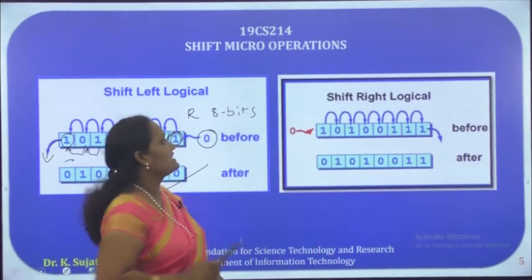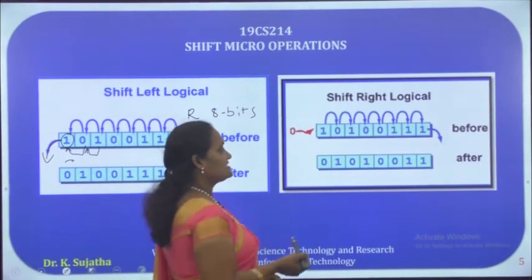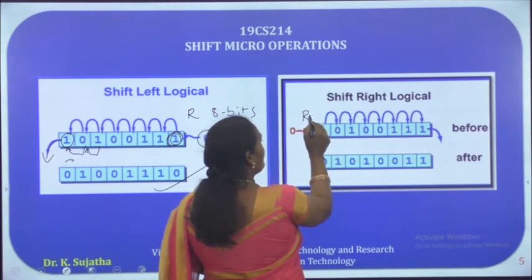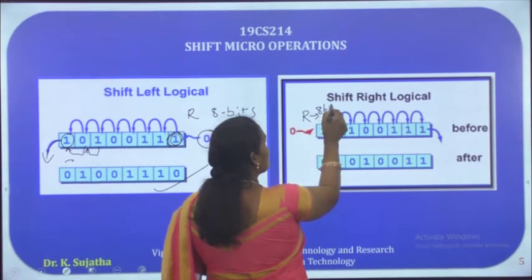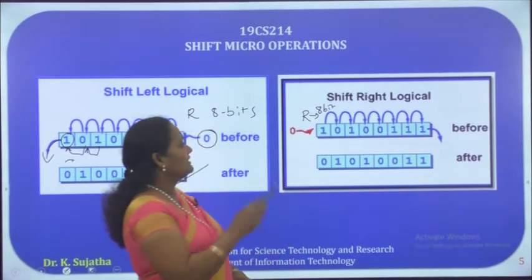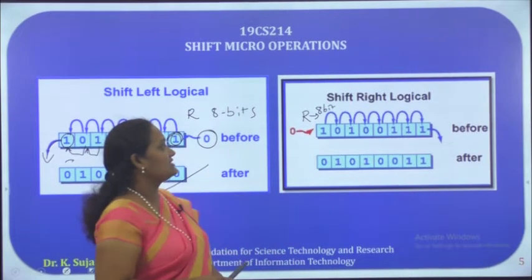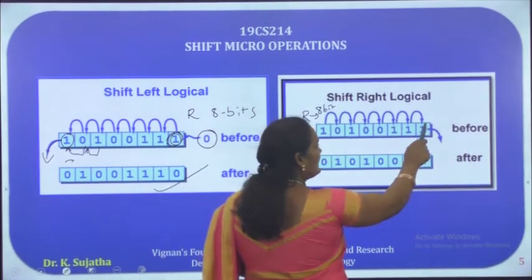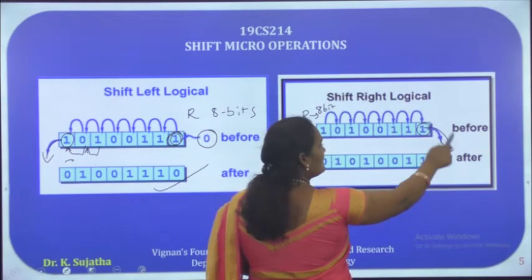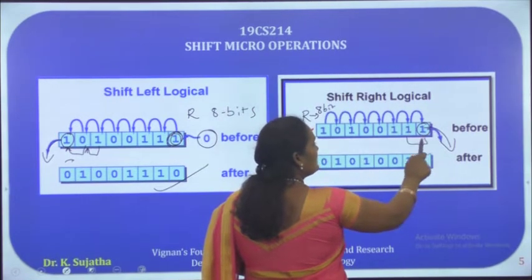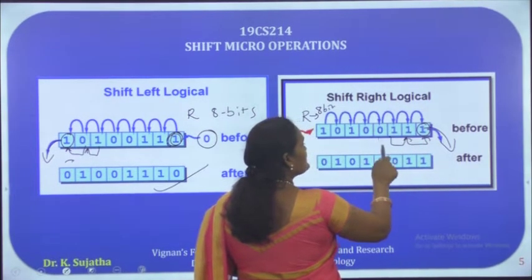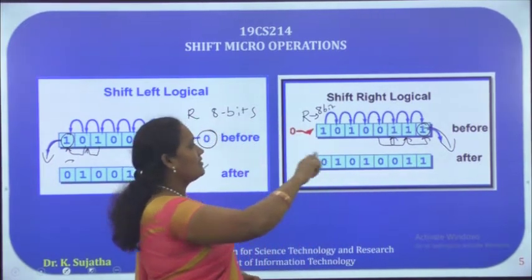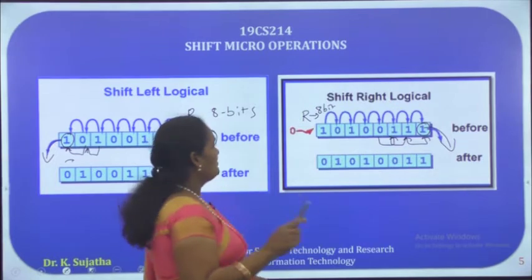Coming to logical shift right, this is the register R, which is also an 8-bit register. Here I want to shift the bits present in register R towards the right. Since we want to move towards the right, first this bit is discarded. This bit comes here, this bit comes here, this bit comes here. That is, all the bits present in register R are moved towards the right by 1 bit position.